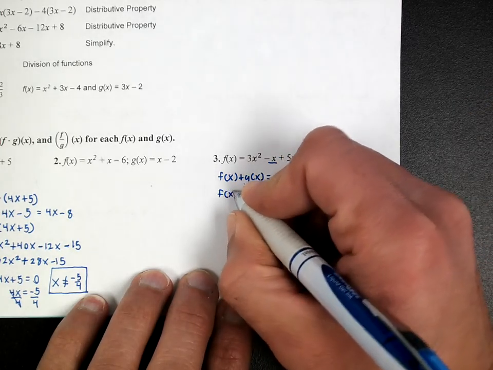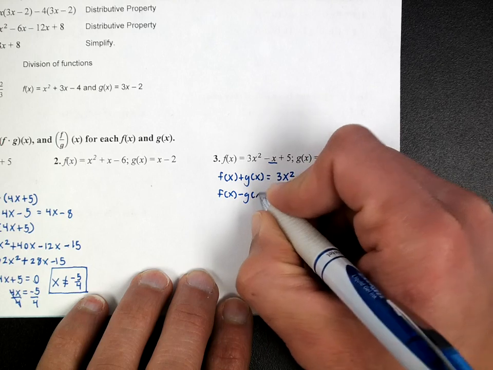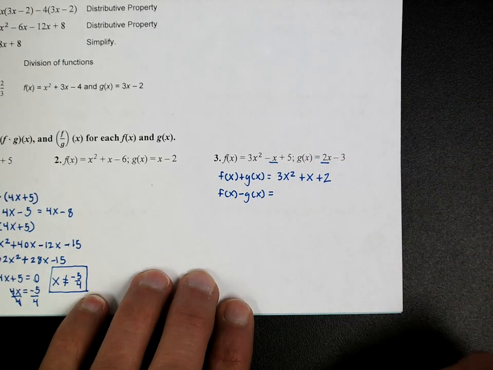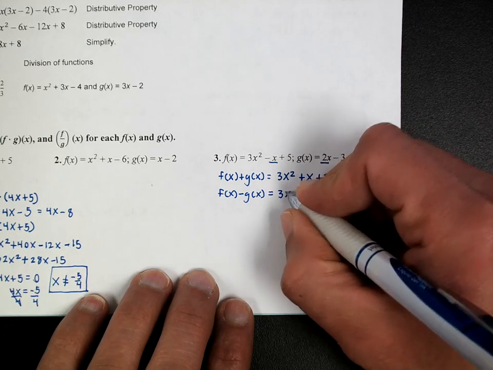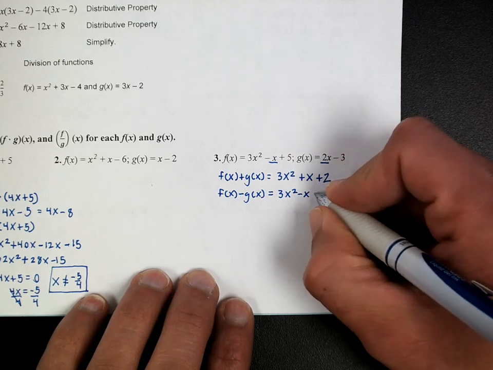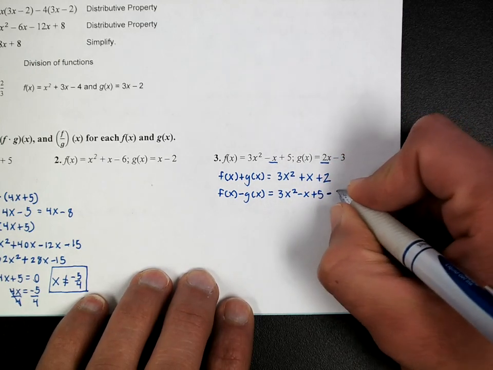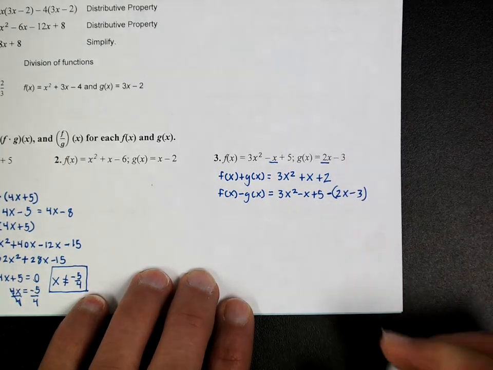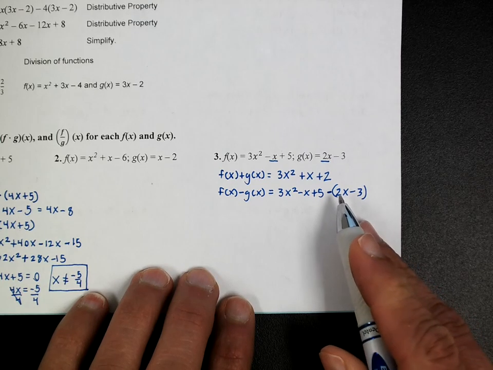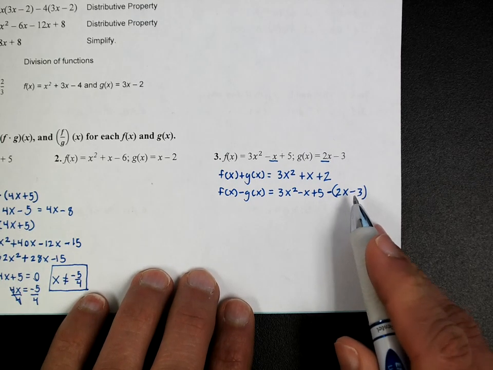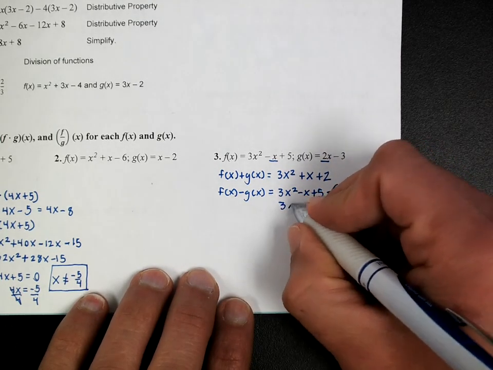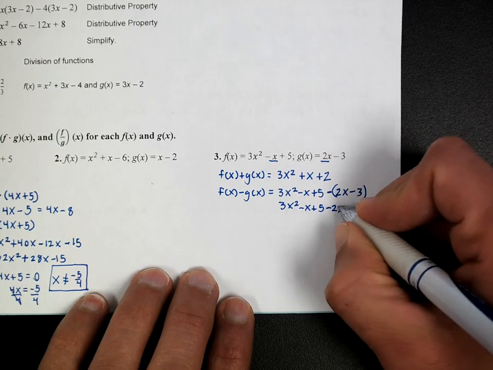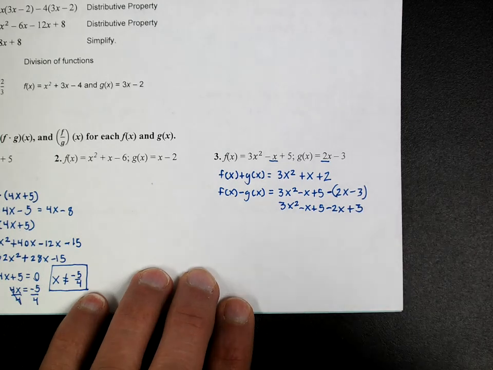If I have f of x minus g of x, then what happens is that we're going to have 3x squared minus x plus 5, and we're going to subtract 2x minus 3. And notice how I'm writing this in parentheses, because that minus is going to make this negative, is going to make that positive. So essentially what we have is 3x squared minus x plus 5 minus 2x plus 3. So be careful with that.